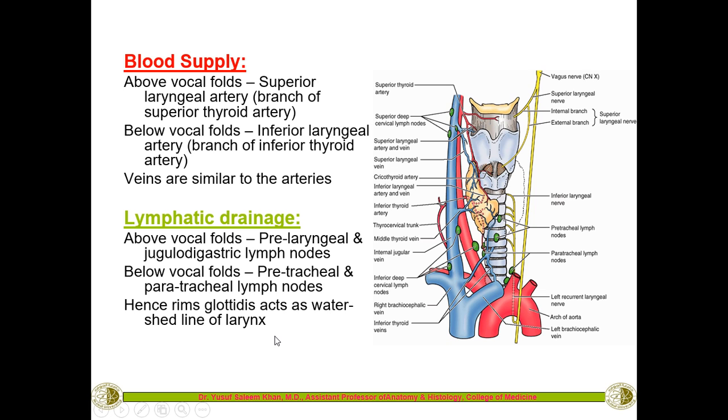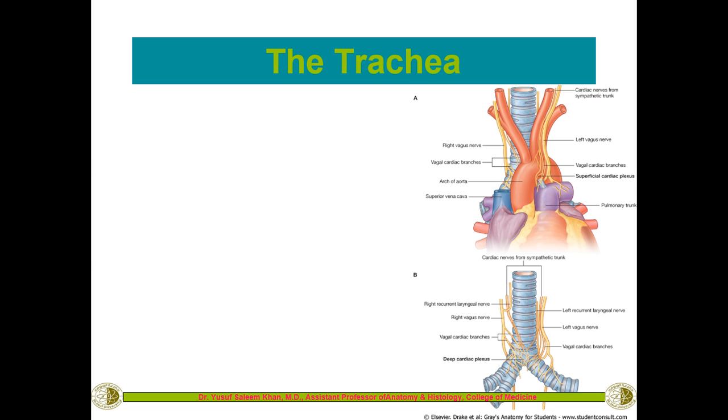So the rima glottidis or the vocal folds form a line which is not crossed by the lymphatic drainage above and below. So it forms a watershed line where they don't cross. So above the vocal folds, they will be draining into the neck, prelaryngeal and jugulo-digastric lymph nodes, and below the vocal fold, it will be draining into the upper part of the chest, into the pretracheal and the paratracheal group of lymph nodes.